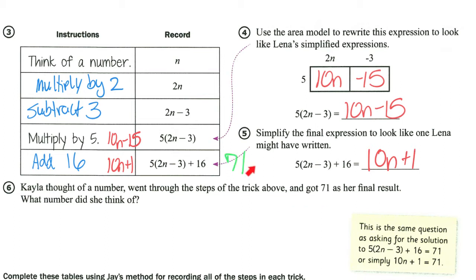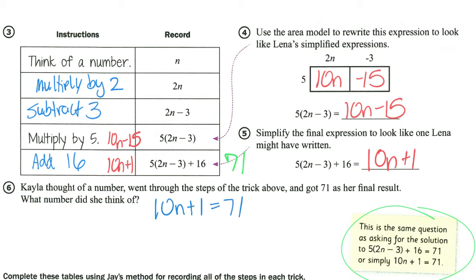In number 6, if we get 71 as our result here, what number did we start with up here? Well, over here, this box, I want you to circle this. It's the same as looking at the equation. It's the same as saying this equals 71, or this is much more simple, 10n plus 1 equals 71. So let's write that down and work through it.